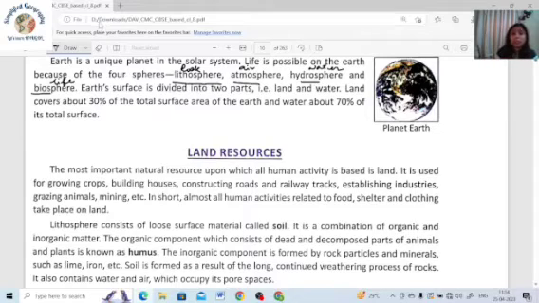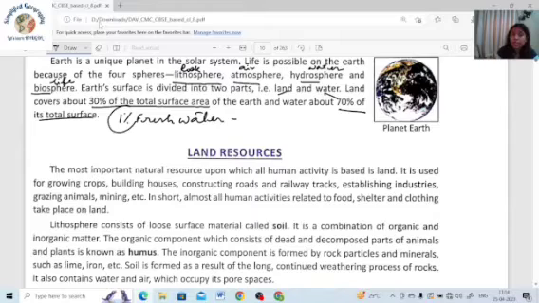Earth's surface is divided into 2 parts, land and water. Land covers about 30% of the total surface area of the earth, whereas water covers about 70%. Now don't get confused: if 70% of the surface is water, then why are we facing such scarcity of water? Because 90% of the water is saline. Only 1% of water remains fresh, and that we can consume. So this makes a big difference.